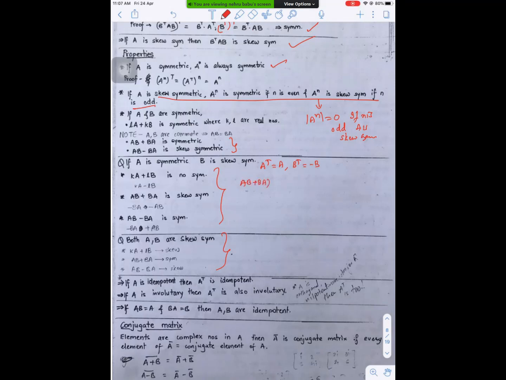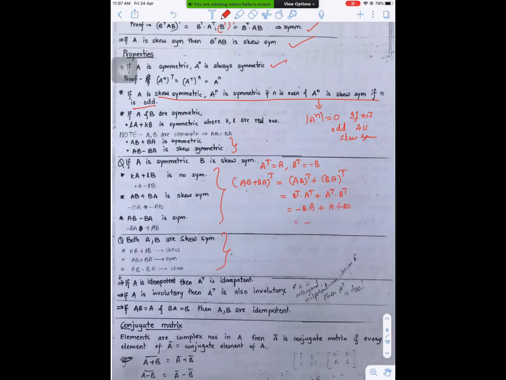Then how to prove AB plus BA is skew symmetric is, take the transpose. So this definition is (AB) transpose plus (BA) transpose. Now reverse law: B transpose into A transpose. Here also reverse law: A transpose into B transpose. Here B transpose is minus B, A transpose is A. Order is important. Here A transpose is A, into B transpose is minus B.